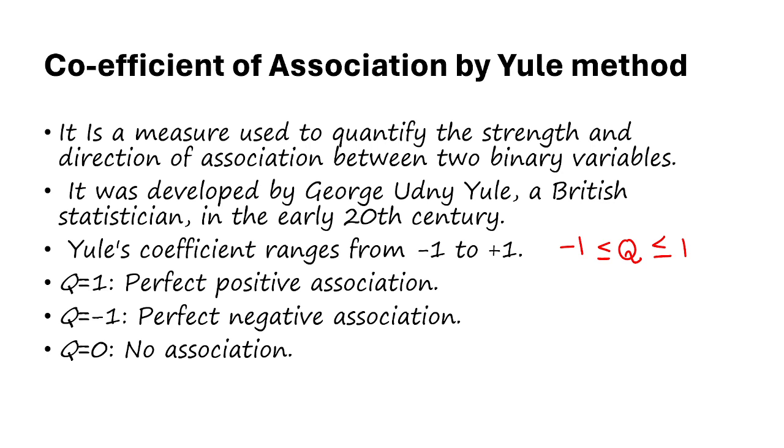If the value is positive, that means it is 0 to 1, and if it is close to 1, we say it is strongly positive. If it is close to 0 but positive, we say it is weakly positive. Same goes for negative. If it is close to -1, we say it is strongly negative. If it is close to 0, we say it is weakly negative. So this is a small introduction about Yule's coefficient.